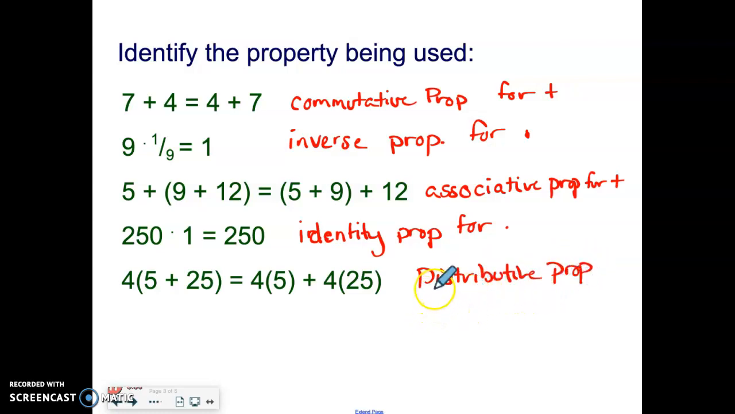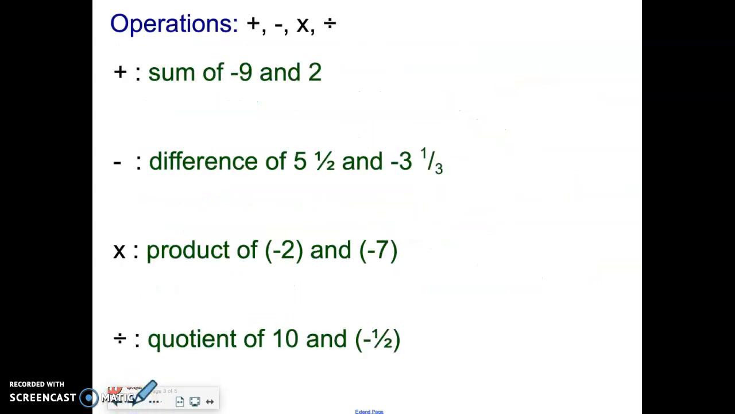Okay. If you don't want to write "property" down every time in your homework, you can put commutative of adding, inverse of multiplication, associative of adding, etc. Let's take a look now at a review of operations.